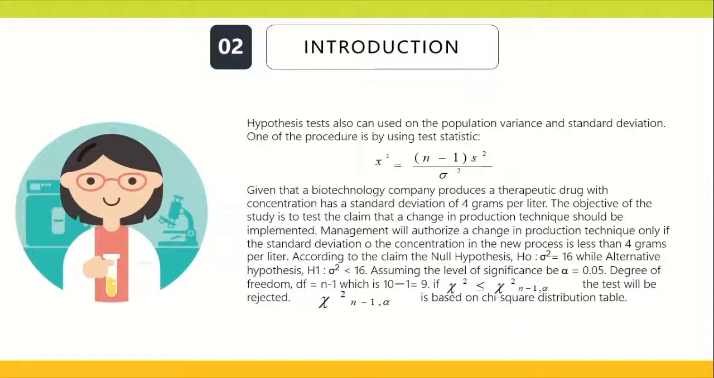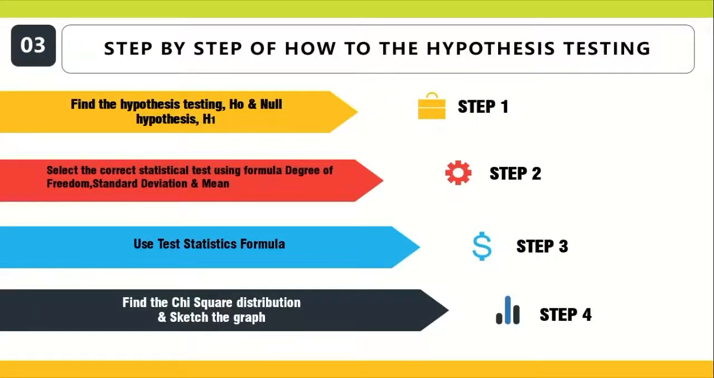Okay, since the objective of the study is to test the claim that a change in production technique should be implemented or not, I'm going to explain step by step how to do the hypothesis testing. We have 4 steps here. Step number 1 is to find the hypotheses, the null hypothesis and the alternative hypothesis. Then step 2, select the correct statistical test by using the formula, degree of freedom, standard deviation and mean. Step number 3, use the test statistic formula. And then the last one, use the chi-square distribution table, and then you will get the graph.